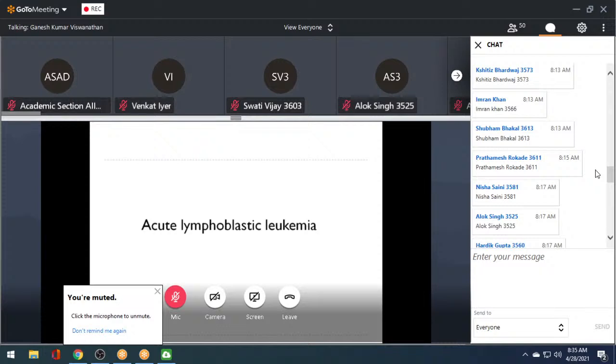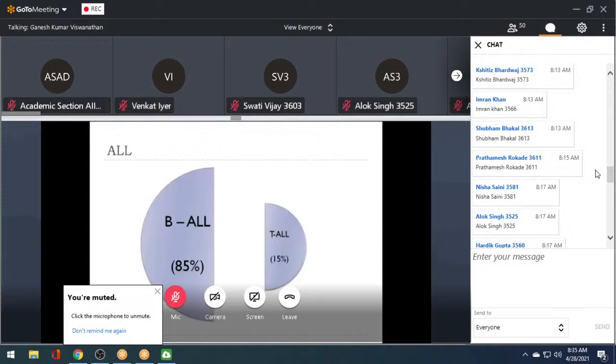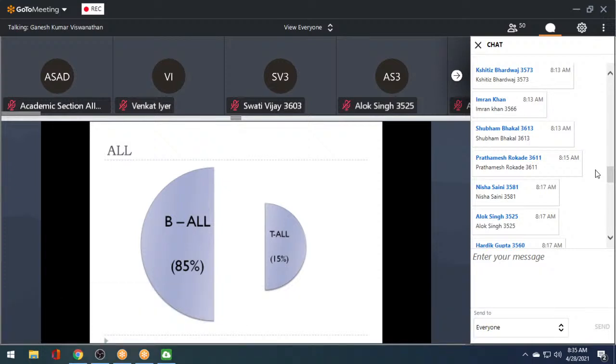So we'll talk about some salient features of ALLs. We know that it is classified into B and T ALLs depending on the type of cell of origin. A large majority, about 80 to 90%, are B-ALLs. So that is the commonest type of ALL. And T-ALL is usually less common. So it is about 15% total.